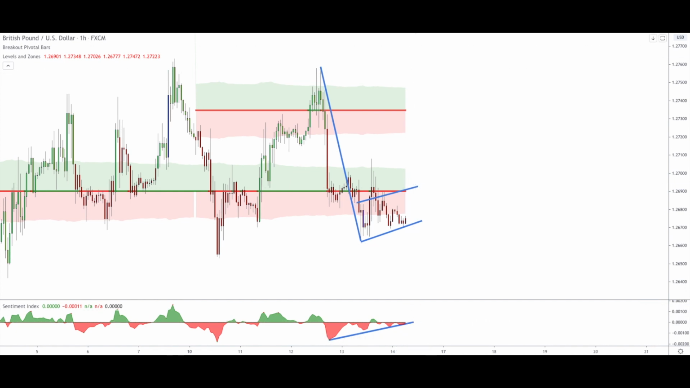Okay, so I'll keep you posted on this trade because the setup is almost perfect, but unfortunately we don't have the breakdown yet. So we must wait and see if we get one.